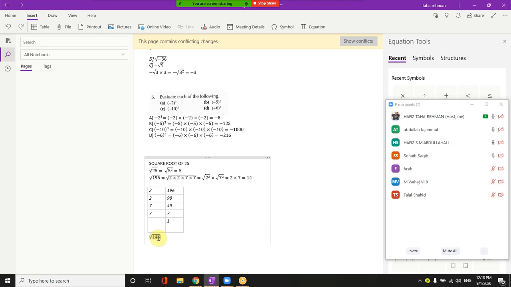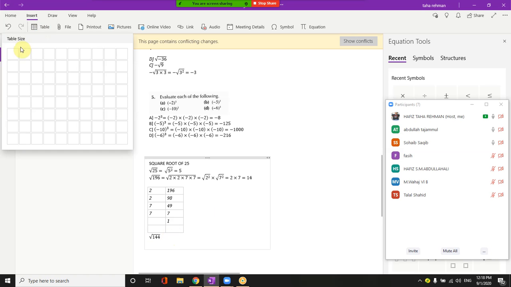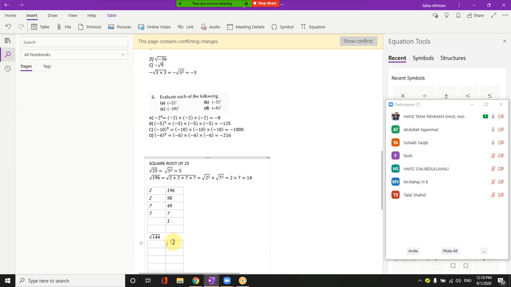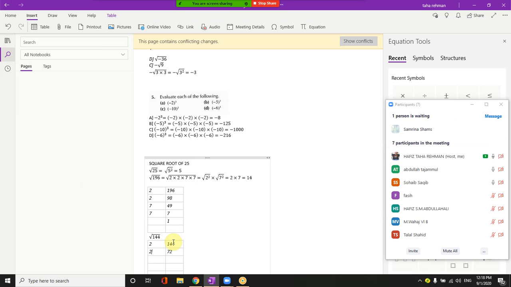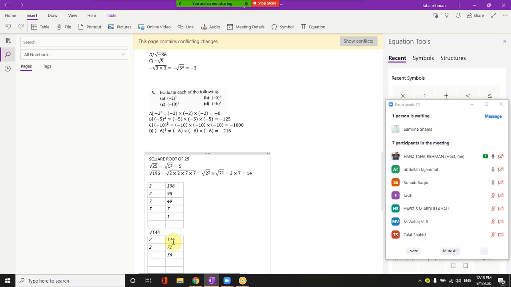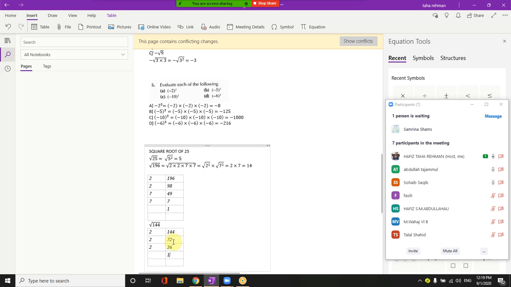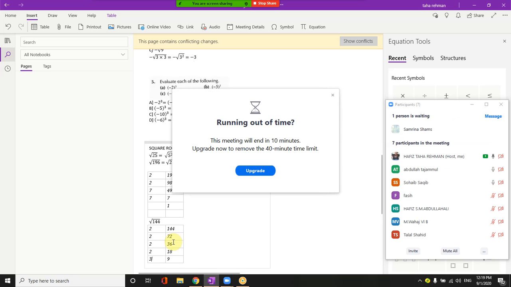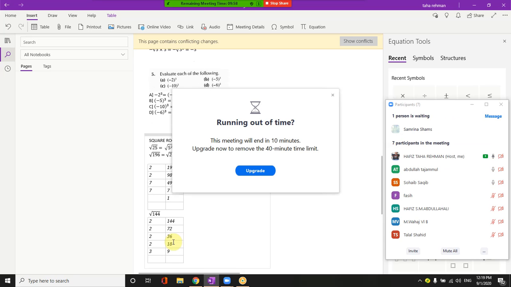Sir, 2 to the power 5 and 3 to the power 2. No, that is wrong. 144 is an even number, so we should divide it by 2, so the answer would be 72. 72 is also an even number, so we should divide it by 2, so the answer would be 36. 2 times 18 equals 36. Then 2 times 9 equals 18. Then 3 times 3 equals 9, and 3 times 1 equals 3.